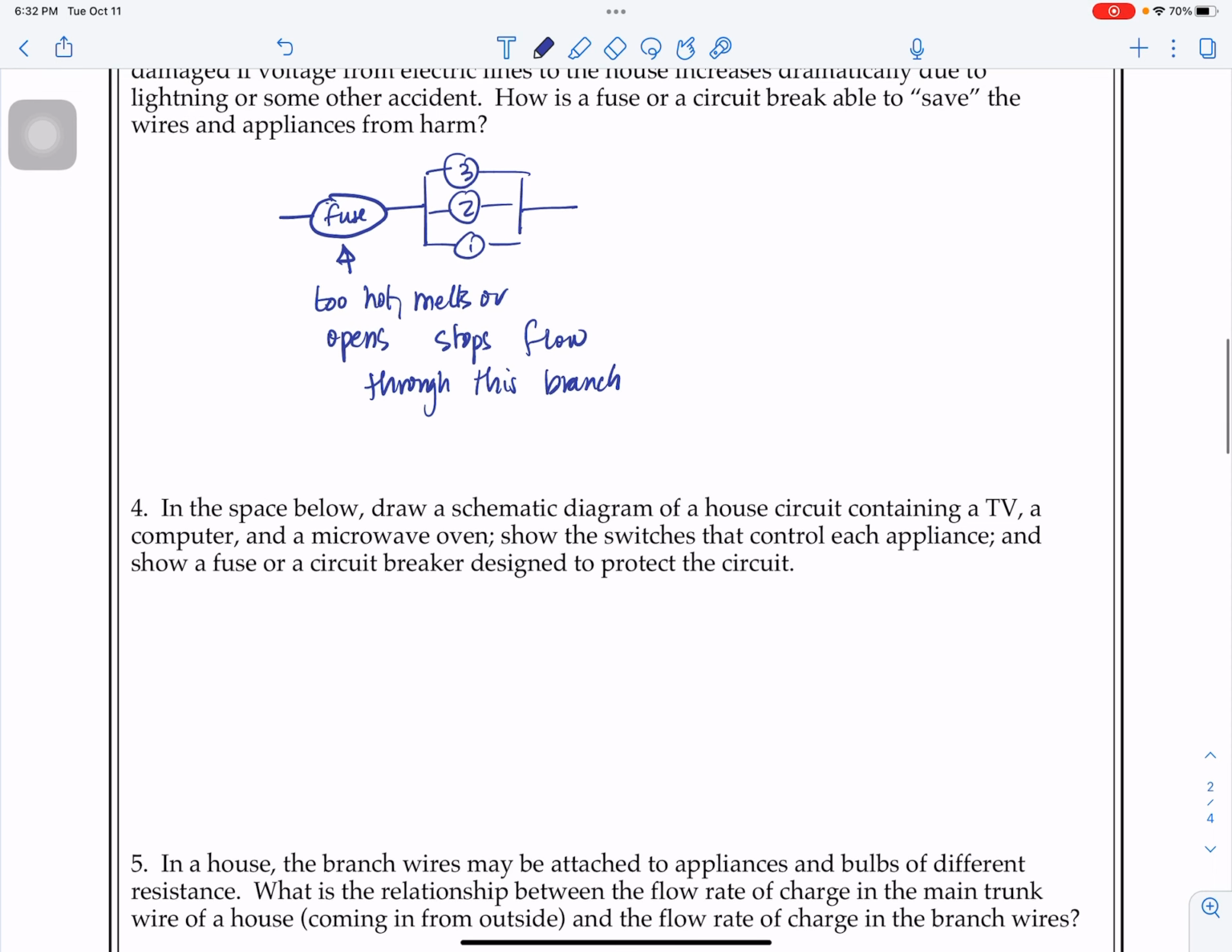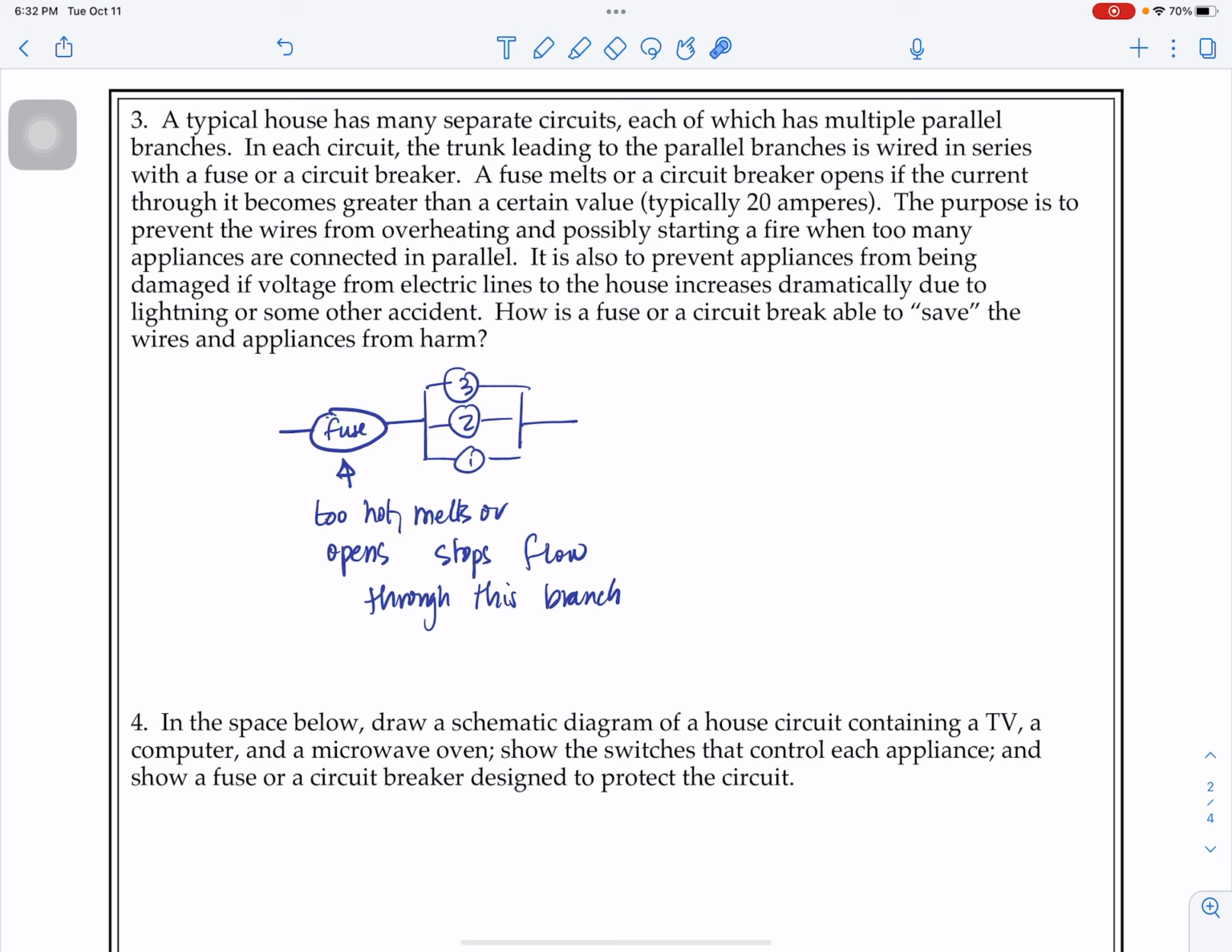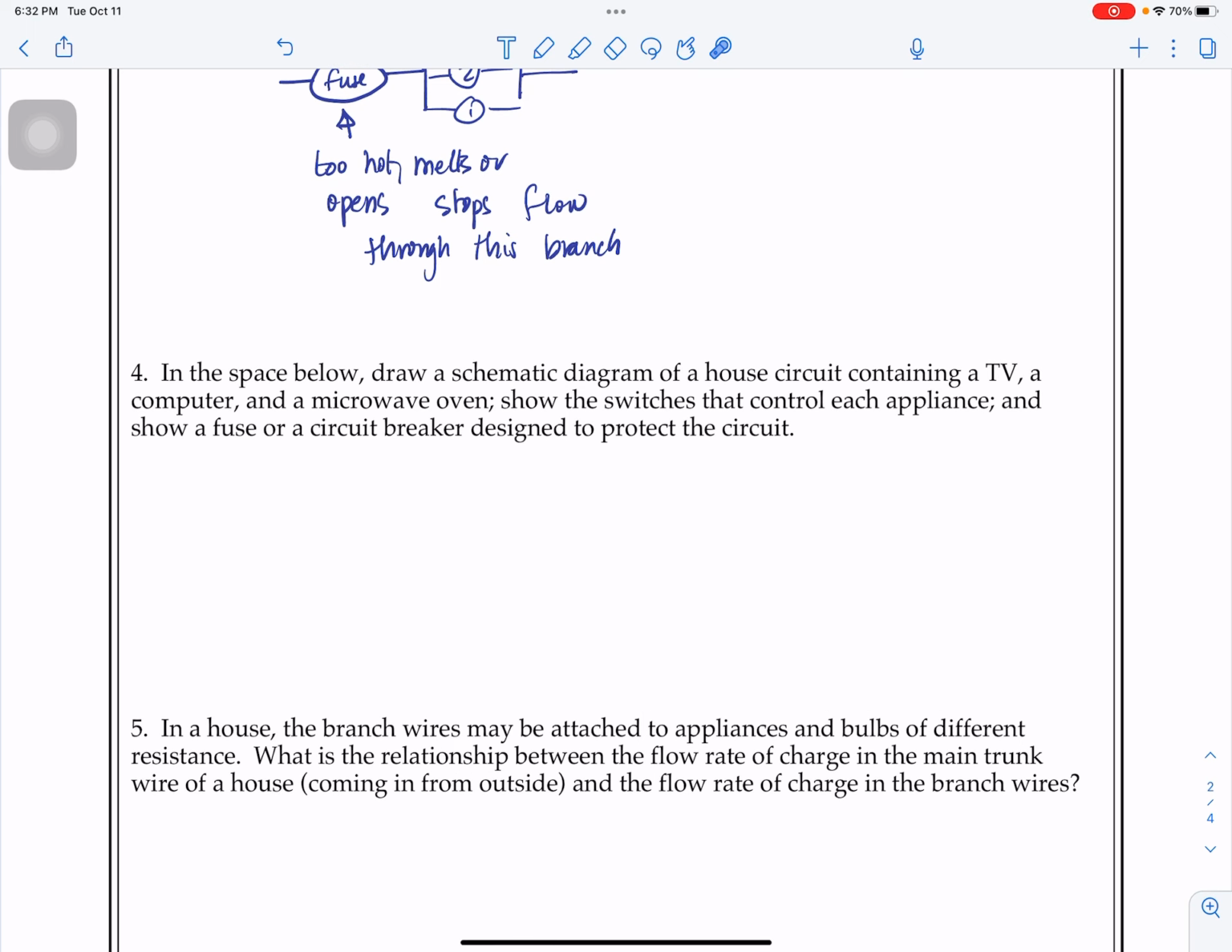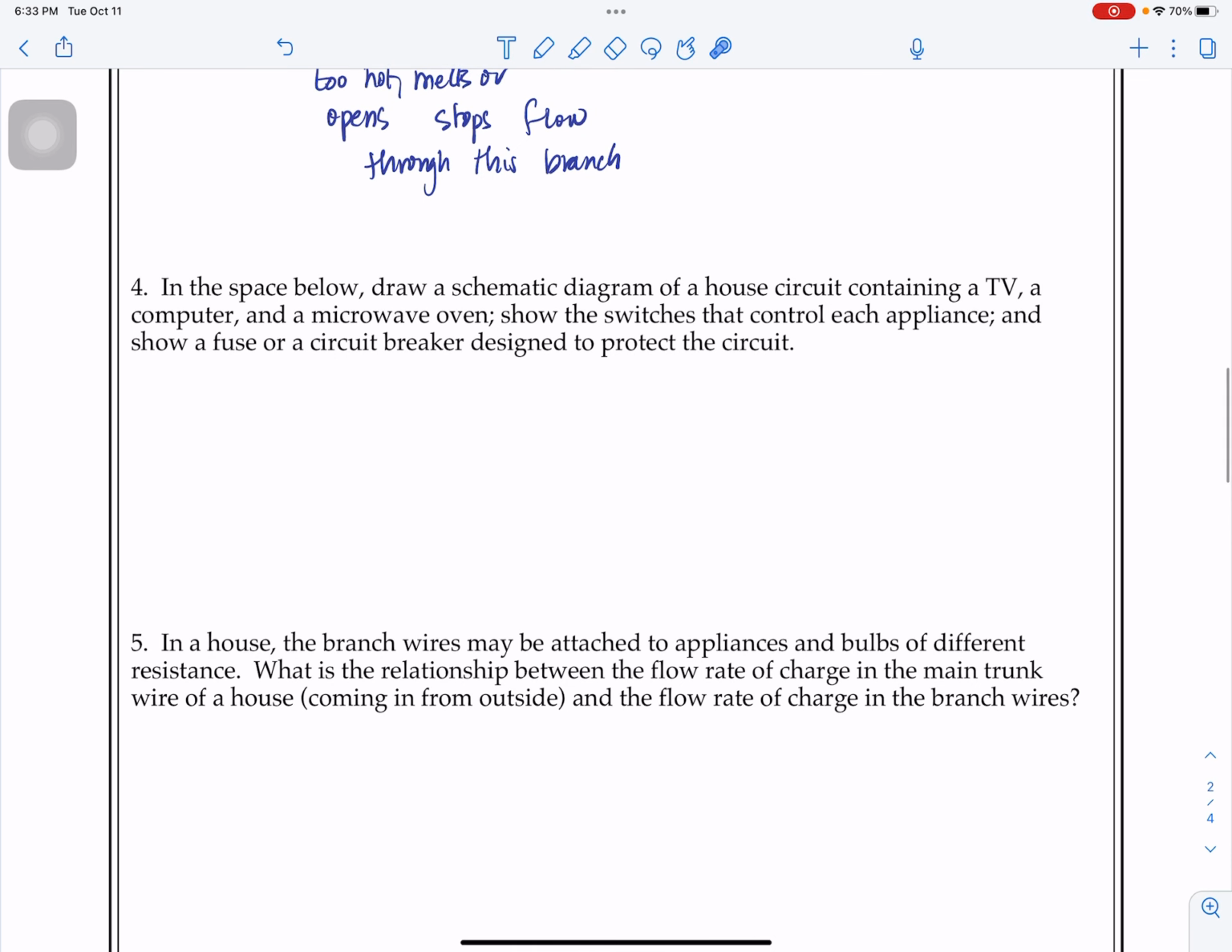And so with that in mind, and this did not come out of thin air, I was just reading the words. I've got a fuse in series with appliances that are in parallel. So in the space below, draw a schematic diagram of a house circuit containing, okay, we've got a TV, a computer, and a microwave. So each one of them is going to have a switch. And I'm going to connect these. So those are in parallel.